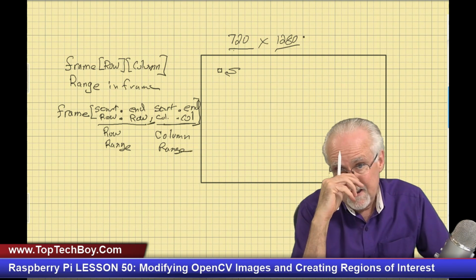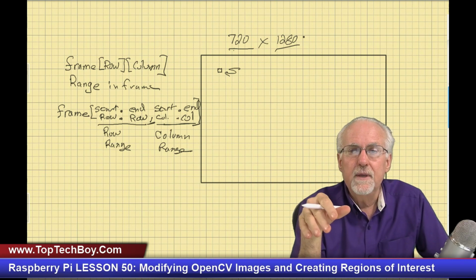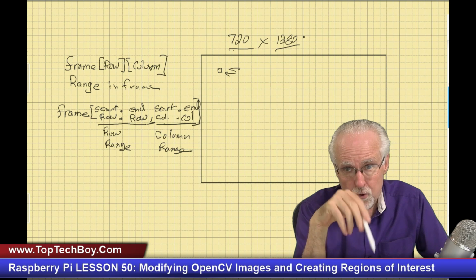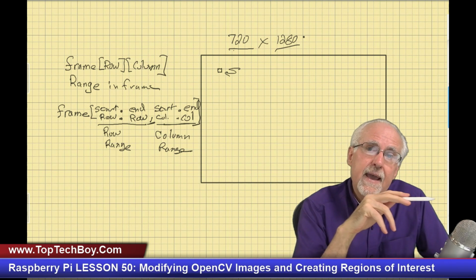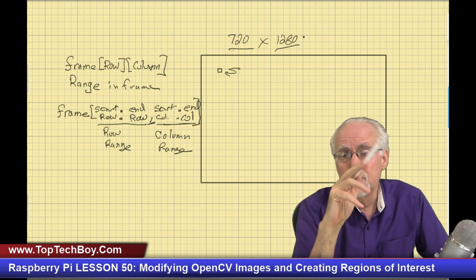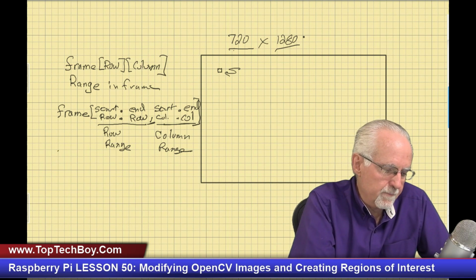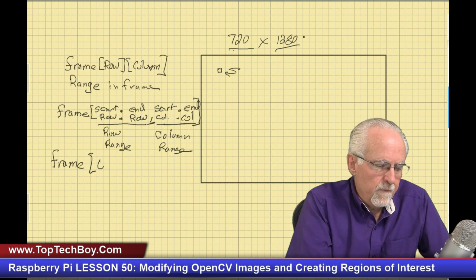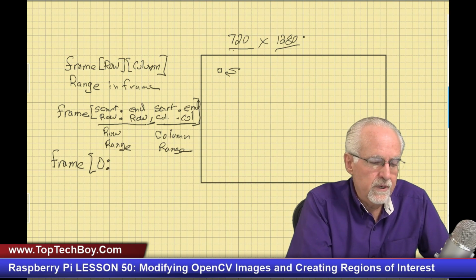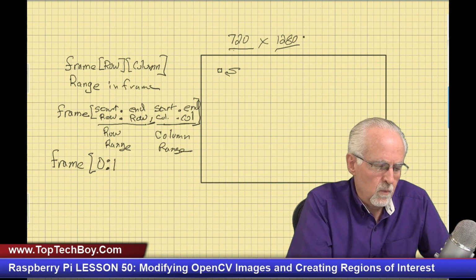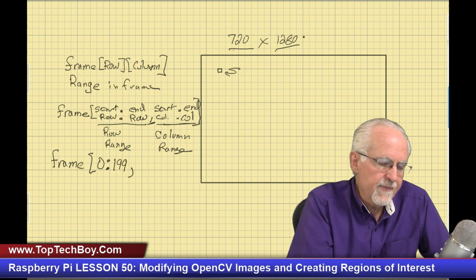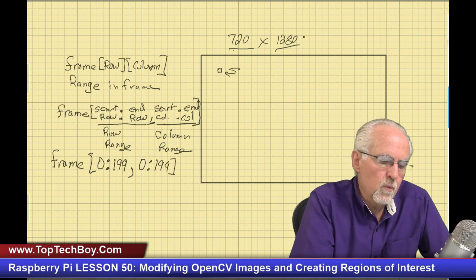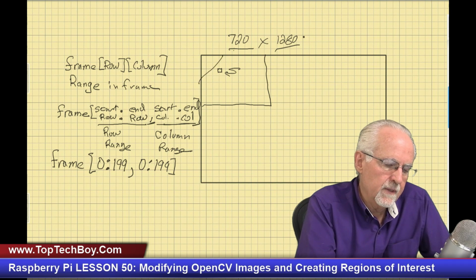By a comma. So let's say that I wanted to do something with the first 200 rows and the first 200 columns. What would that be? Well, I'm going to go from frame, and I want to go from 0. And if I want 200 rows and I start at 0, then I would go to what? 199. And then I'm also going to want to go from the 0 column to what? The 199th column. And then what did I just select? I just selected something like this here.